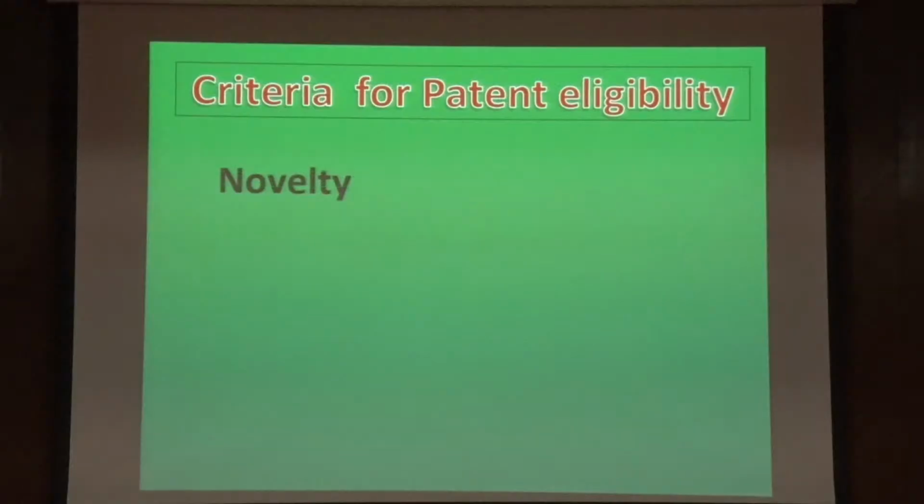But there are 3 cardinal criteria which are universal in almost all countries, which are the criteria for judging whether an invention will be eligible for a patent or not. We will be knowing in this lecture what those 3 criteria are. Now the 3 criteria are novelty, inventive step, and industrial application. Now we will be knowing what these 3 criteria are and how they are defined and implemented.